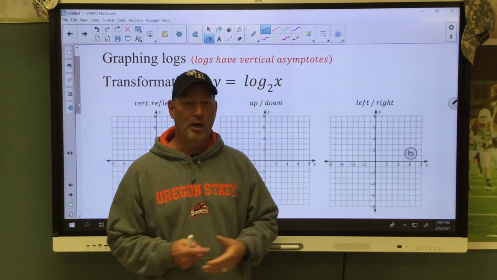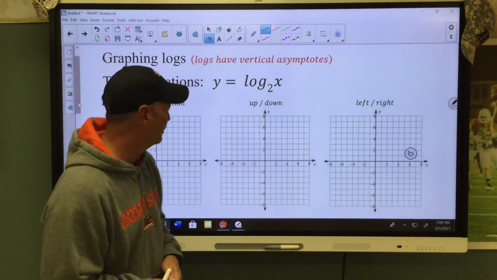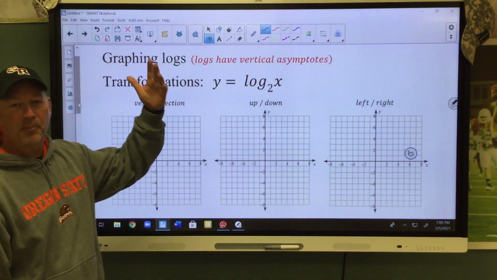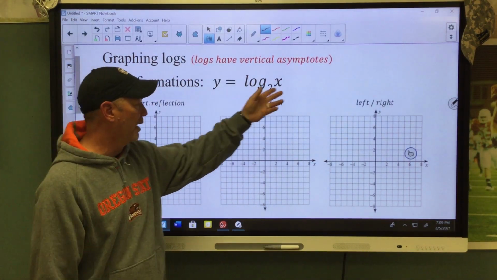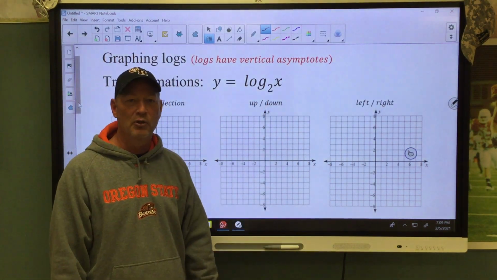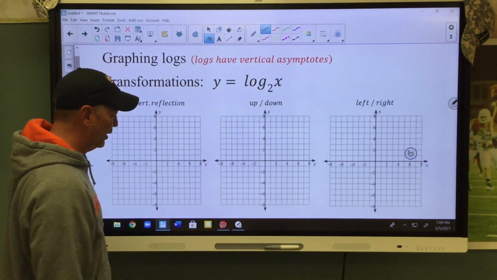Okay? So let me do some problems that you'll understand. I'll reinforce what I'm saying. All right, so I just picked up an equation. And so we're going to say this is our parent function. We're just going to use log base 2 of x. And so we'll graph this.